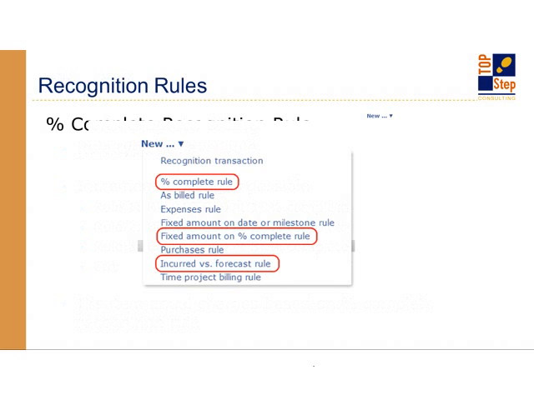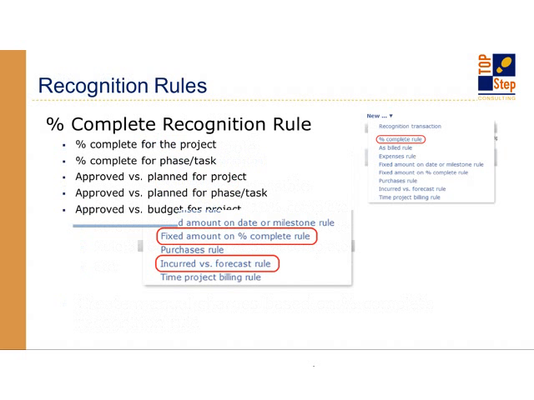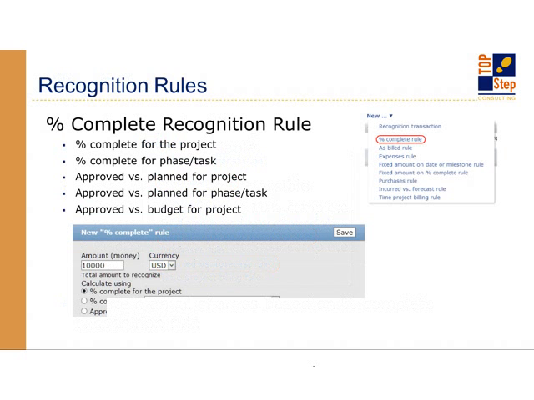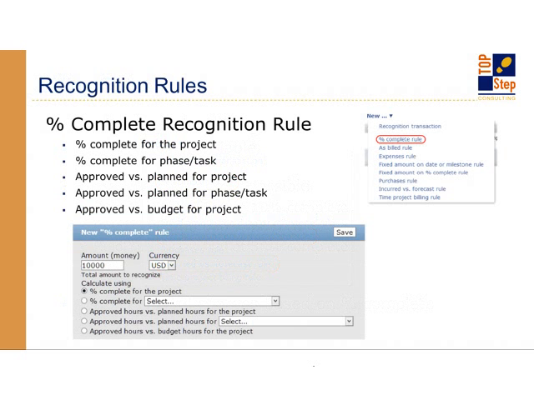Let's start with the percent complete recognition rule. Once you create that rule, you have even more options. And those are these little radio button selections you can see on the screenshot here. Calculate percent complete for the project, for the phase or task. You can do approve versus planned, approve versus budget. So many of them. Let's walk through what they are.